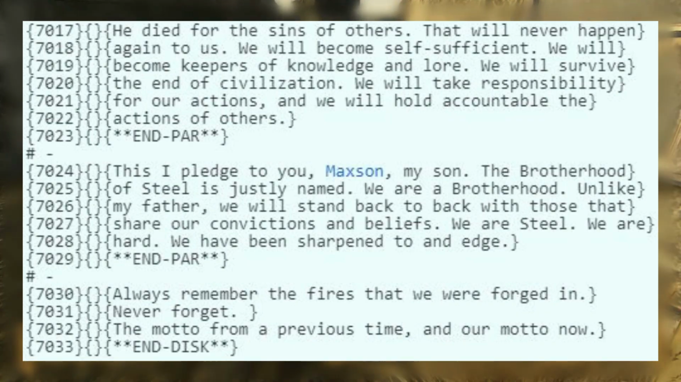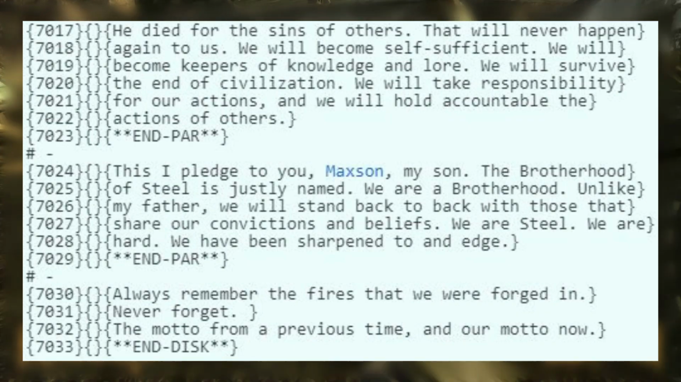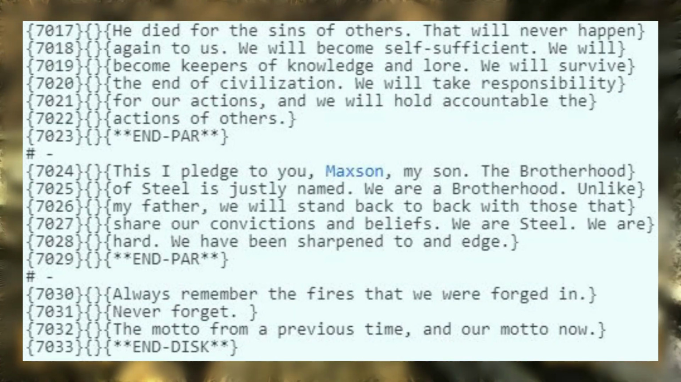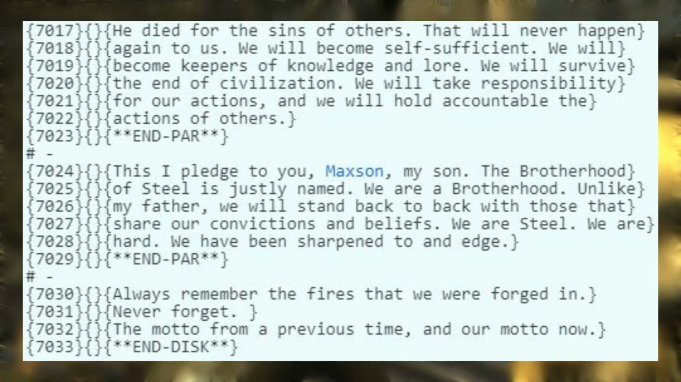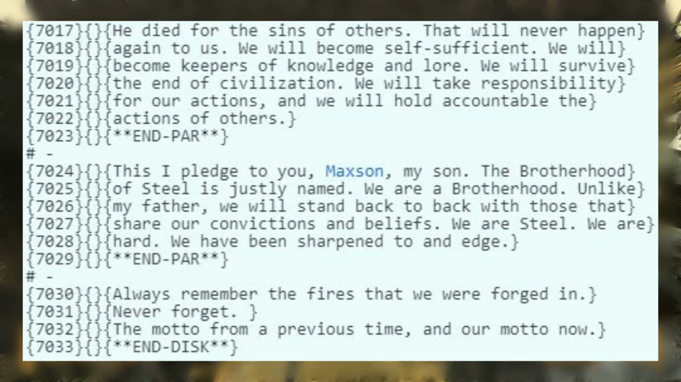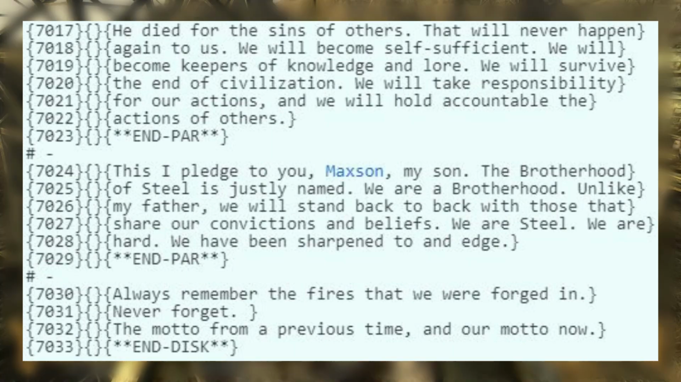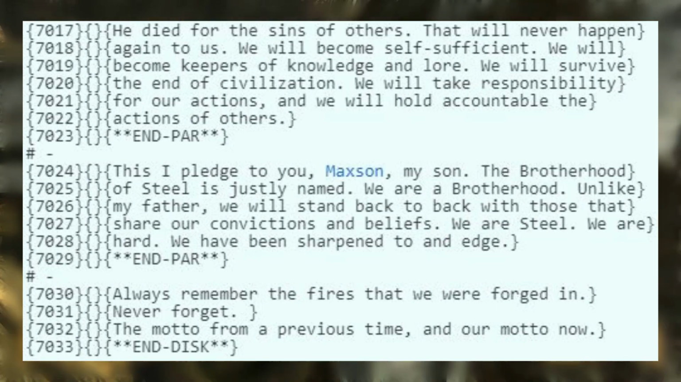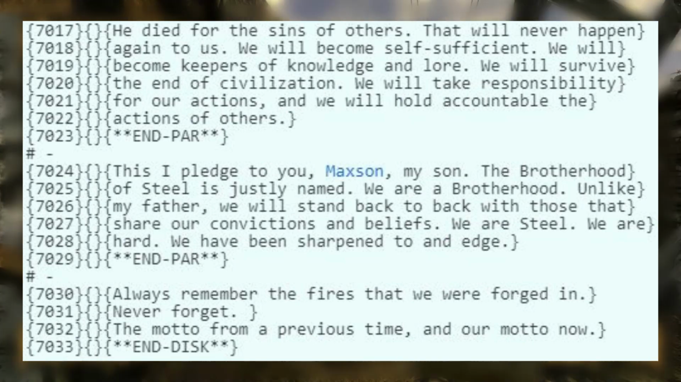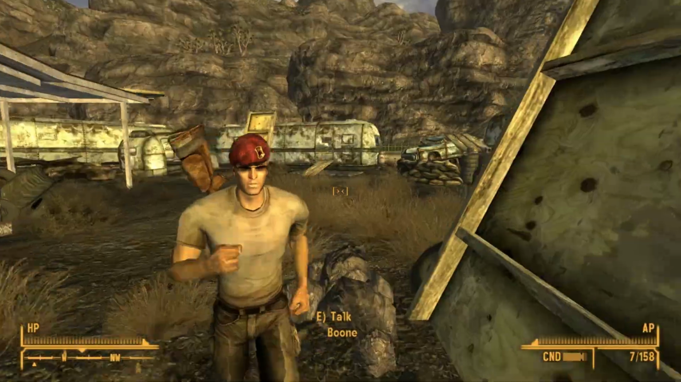The Brotherhood of Steel is justly named. We are a brotherhood. Unlike my father, we will stand back to back with those that share our convictions and beliefs. We are steel. We are hard. We have been sharpened to an edge. Always remember the fires that we were forged in. Never forget. The motto from a previous time and our motto now.